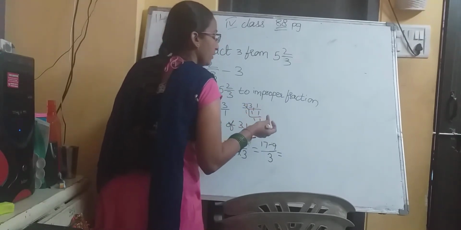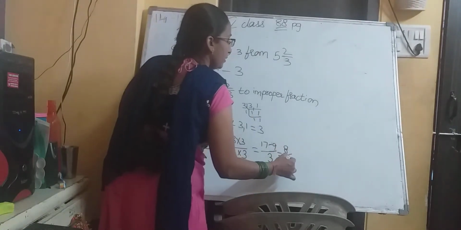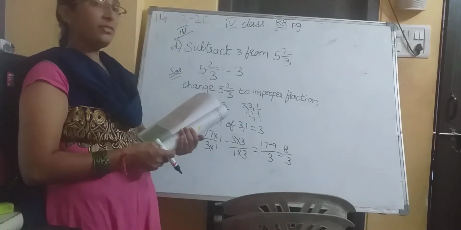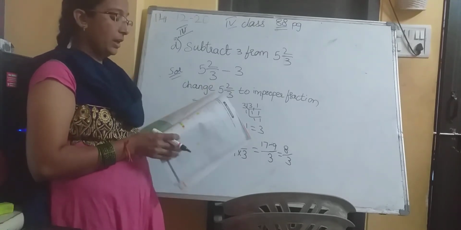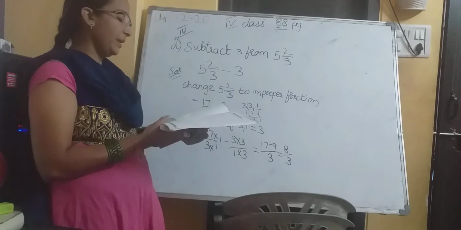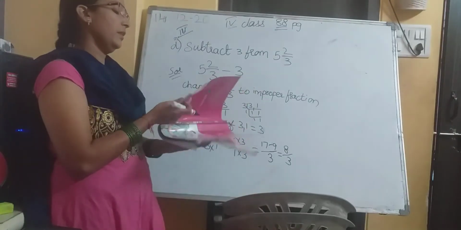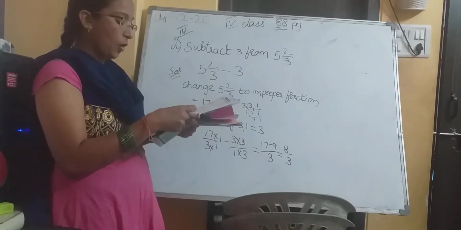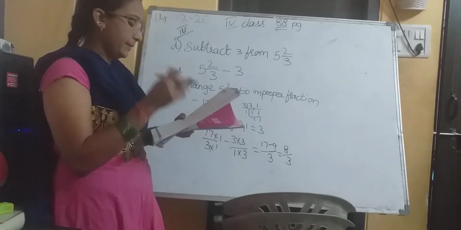16, 17. That is 8 by 3 over. Okay, children, in the same way you do B1 and C1. Now go to page number 89, simplify. Here we will do only 3 sums, that is enough. No need to do all the 9 problems.